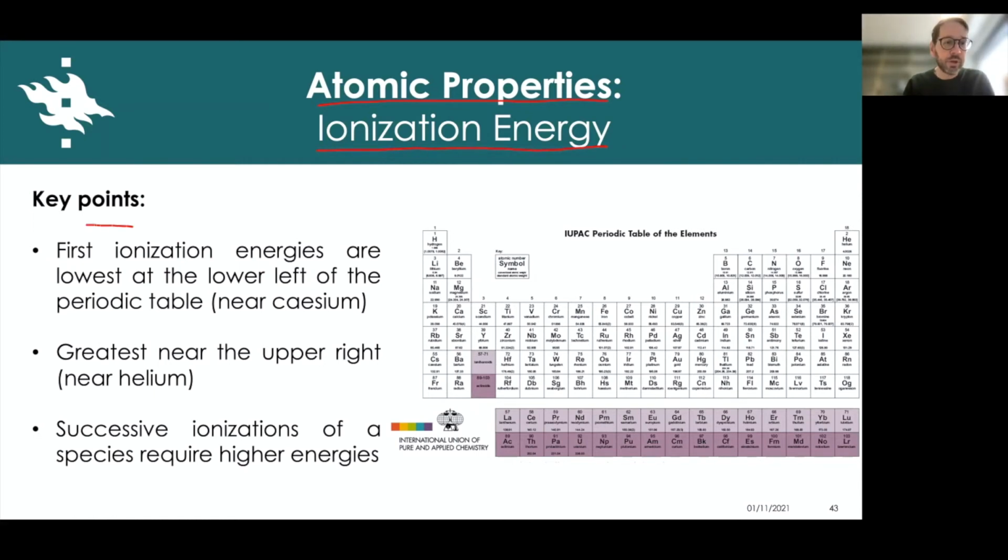So the key points in this section are that the first ionization energies are lowest at the lower left of the periodic table, and they are the greatest near the upper right of the periodic table. And successive ionization energies require increasingly larger energies to take place.